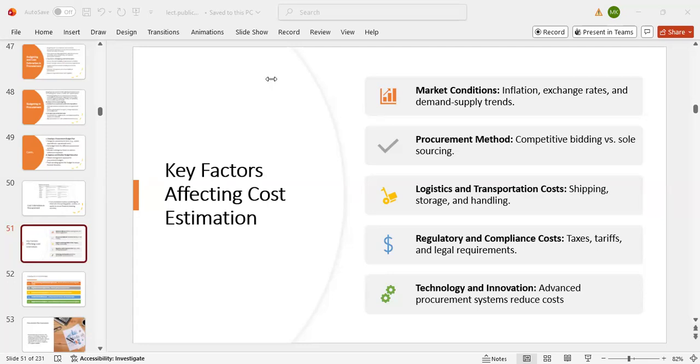Isaac. Regulatory and compliance costs. Isaac. Where is he? Who is Isaac Ga? Okay. Michael, take that point.